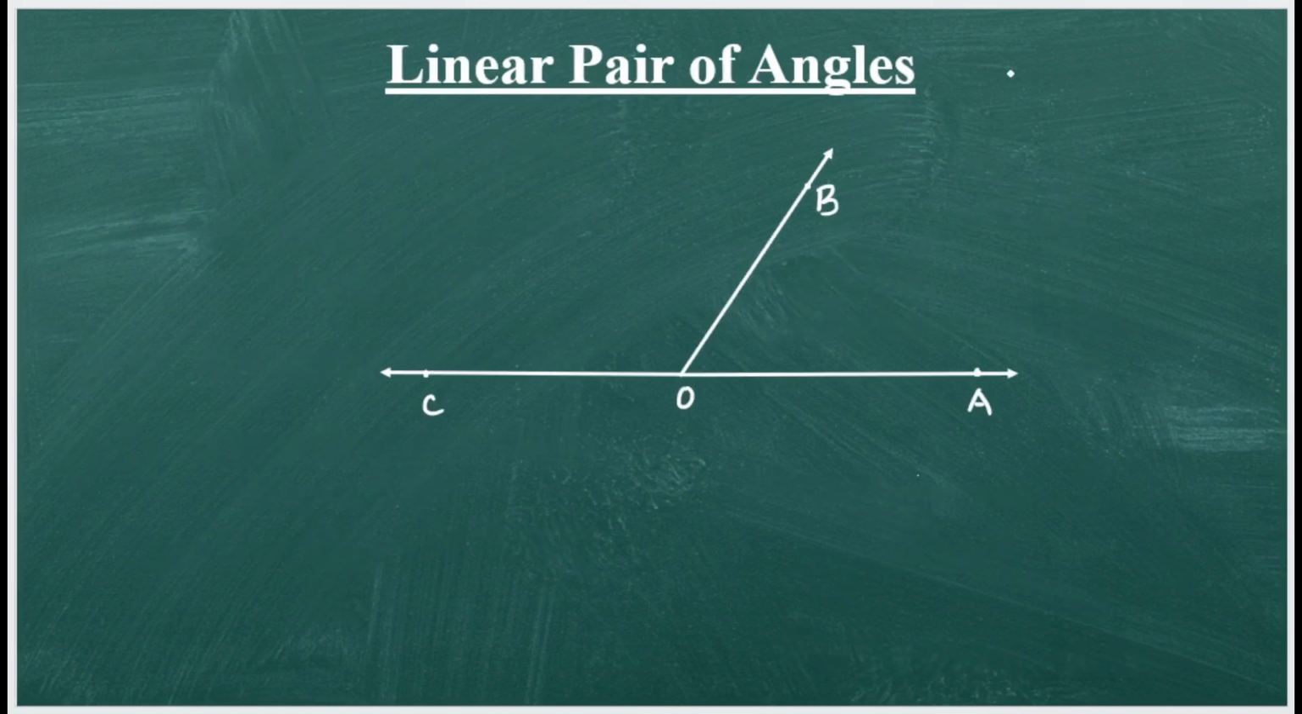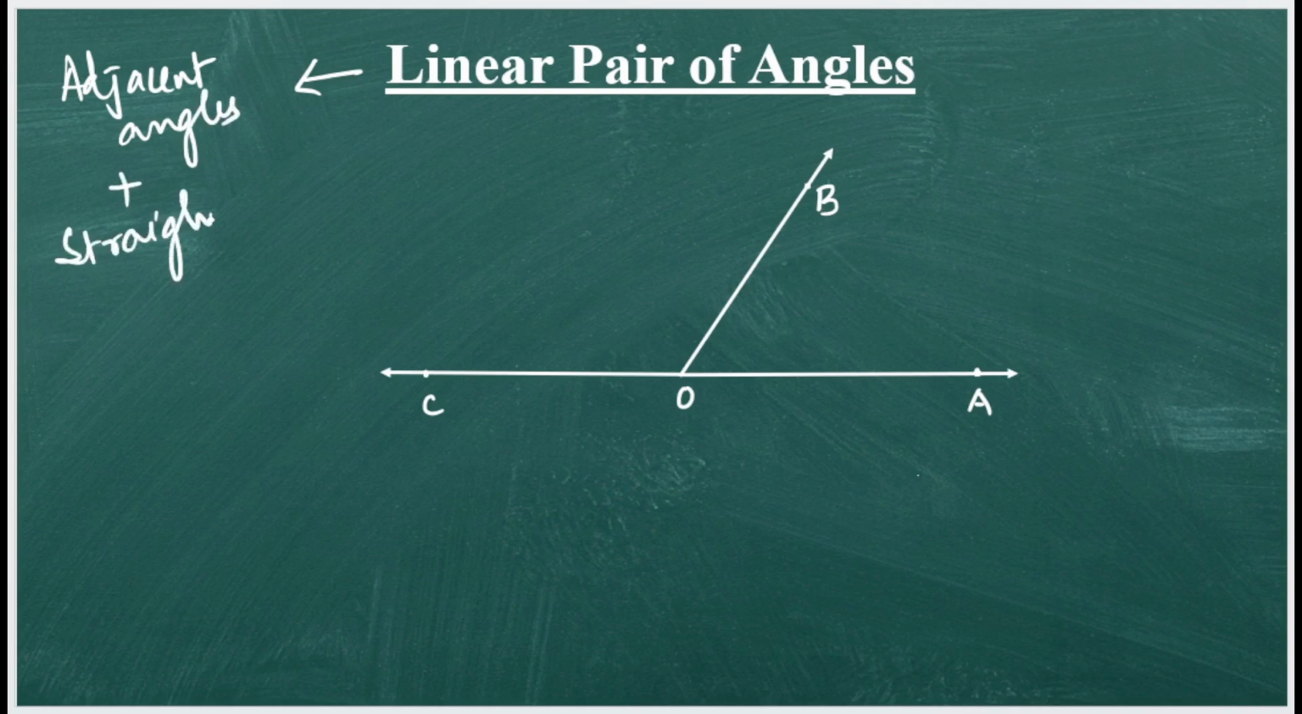Linear pair of angles. Linear pair of angles satisfy two conditions. They should be adjacent angles. Okay, they should come side by side. Plus, they should form a straight line. Both the angles should form a straight line. So look at this angle. AOB means angle 1 and then BOC means angle 2.